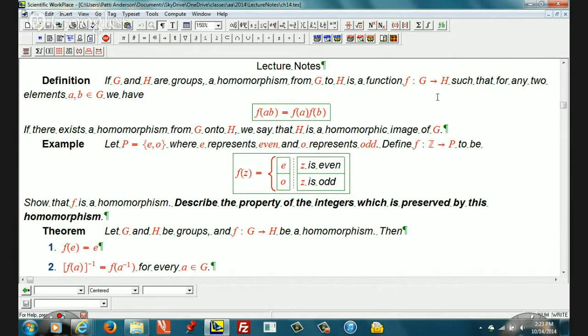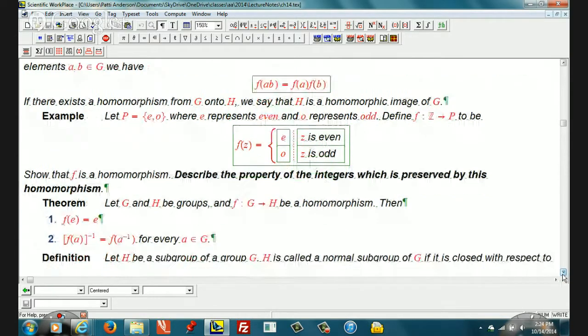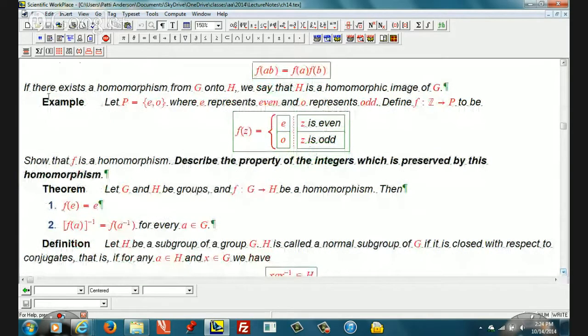Now, what is different between a homomorphism and an isomorphism? Yeah, it doesn't have to be bijective here. You don't have to be one-to-one and onto. It just satisfies the property. Okay? So we have our homomorphic property. Let's look at some examples here.